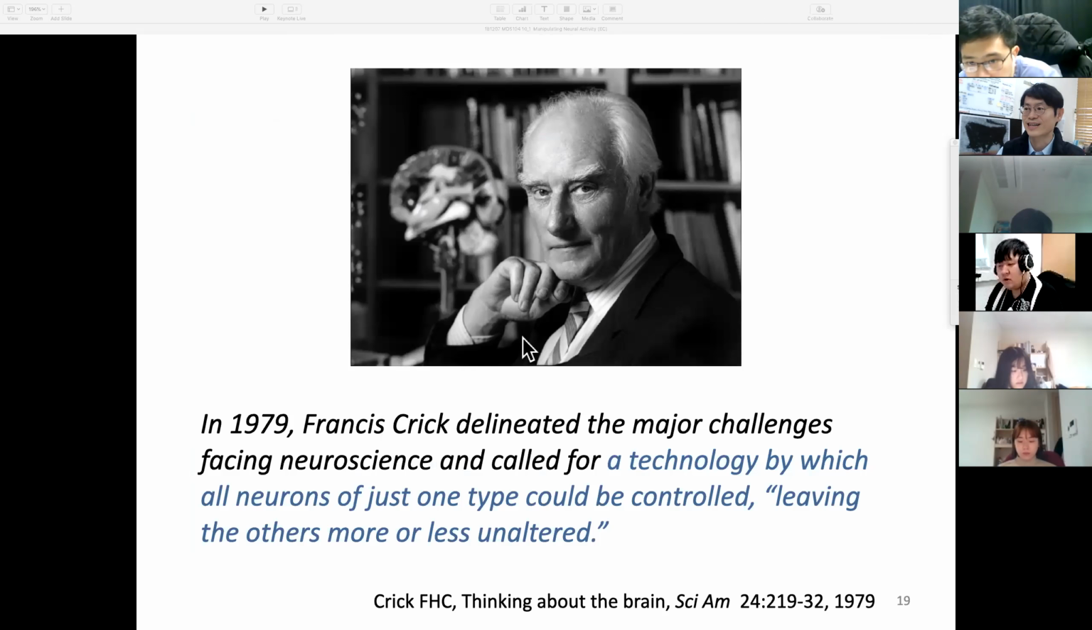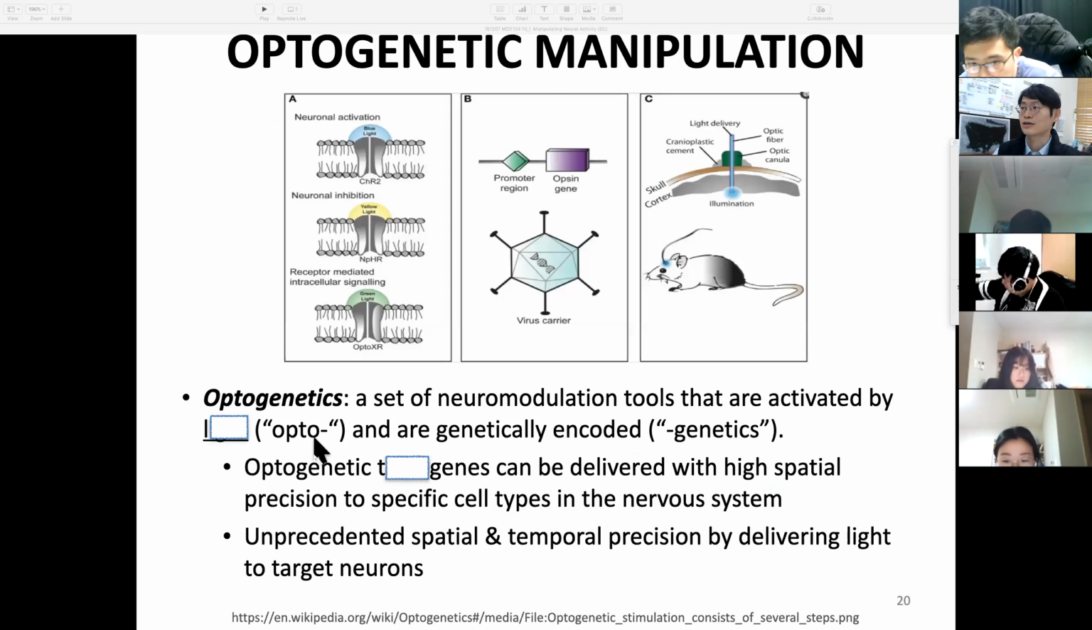I want to quote what he said about the major challenges facing neuroscience. In 1979, before many of you were born, he called for a technology by which all neurons of just one type can be controlled, leaving the other neurons more or less unaltered. That's what he imagined. It would be good to have this. But after over two decades, the technology has come, and that's called optogenetics. Optogenetic manipulation revolutionized the field.